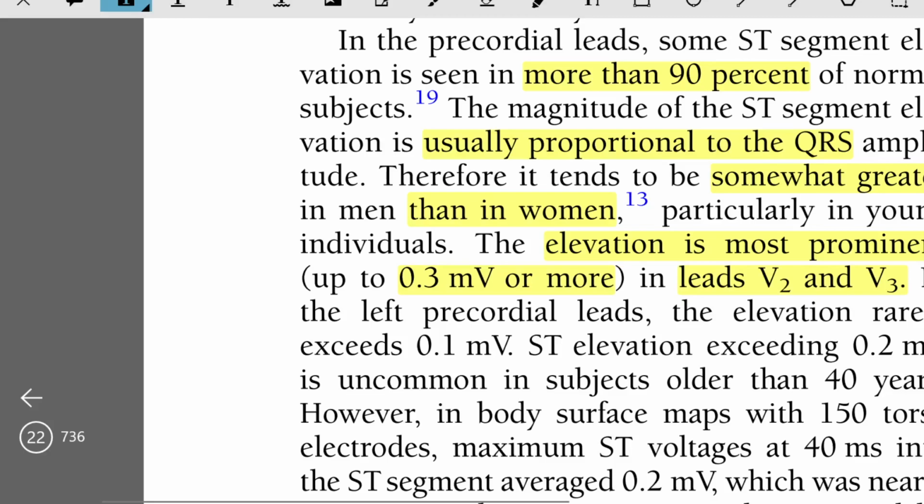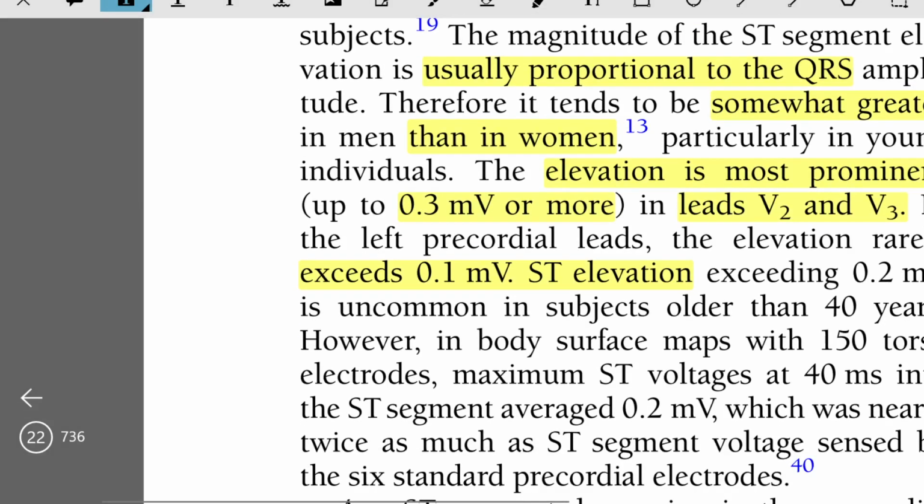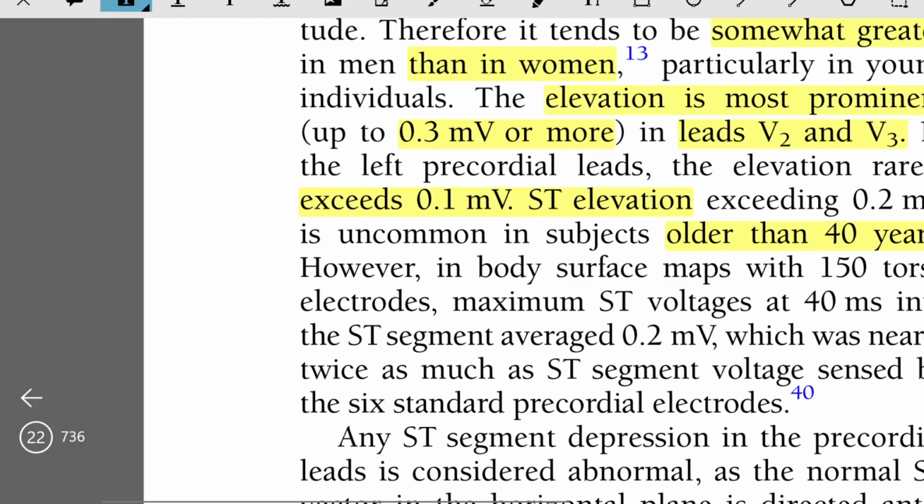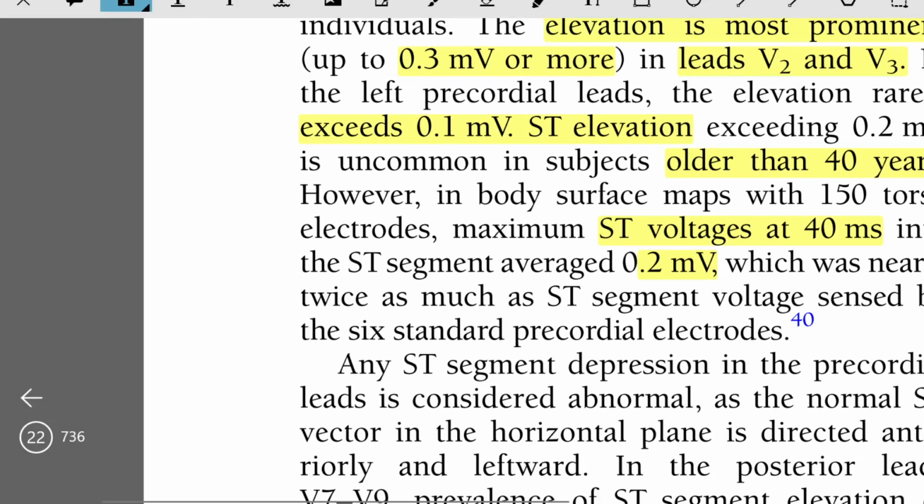So in the left precordial leads, this elevation rarely exceeds 0.1 millivolts. ST elevation exceeding 0.2 millivolts is uncommon in subjects older than 40 years. However, in body surface maps with 150 torso electrodes, maximum ST voltage at 40 milliseconds into the ST segment averaged 0.2 millivolts, which was nearly twice as much as ST segment voltage sensed by the 6 standard precordial electrodes.